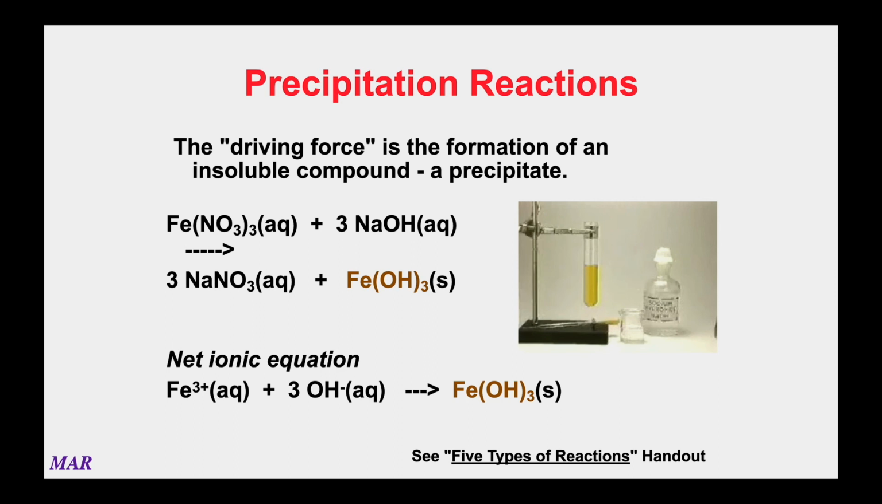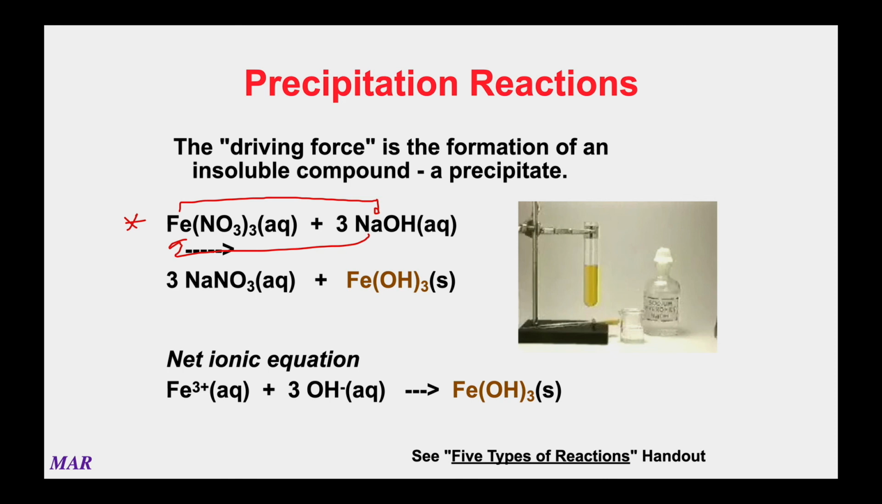So in this reaction, we've got iron 3 nitrate and sodium hydroxide reacting. This is a double displacement. The iron and the sodium are trading places. Iron starts dancing with hydroxide. Iron 3 hydroxide is insoluble. Most hydroxides that aren't with sodium, potassium, ammonium are insoluble. Sodium and nitrate always AQ.